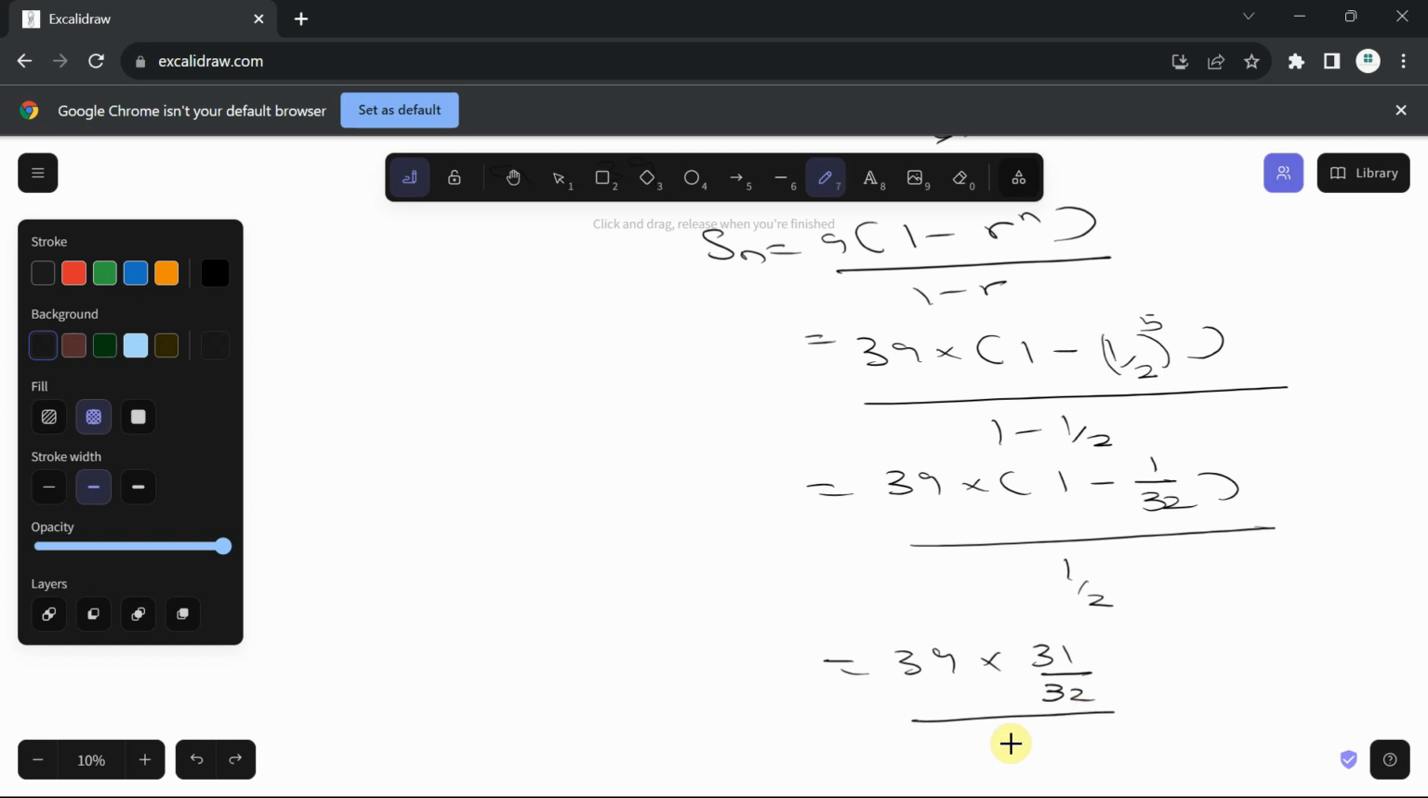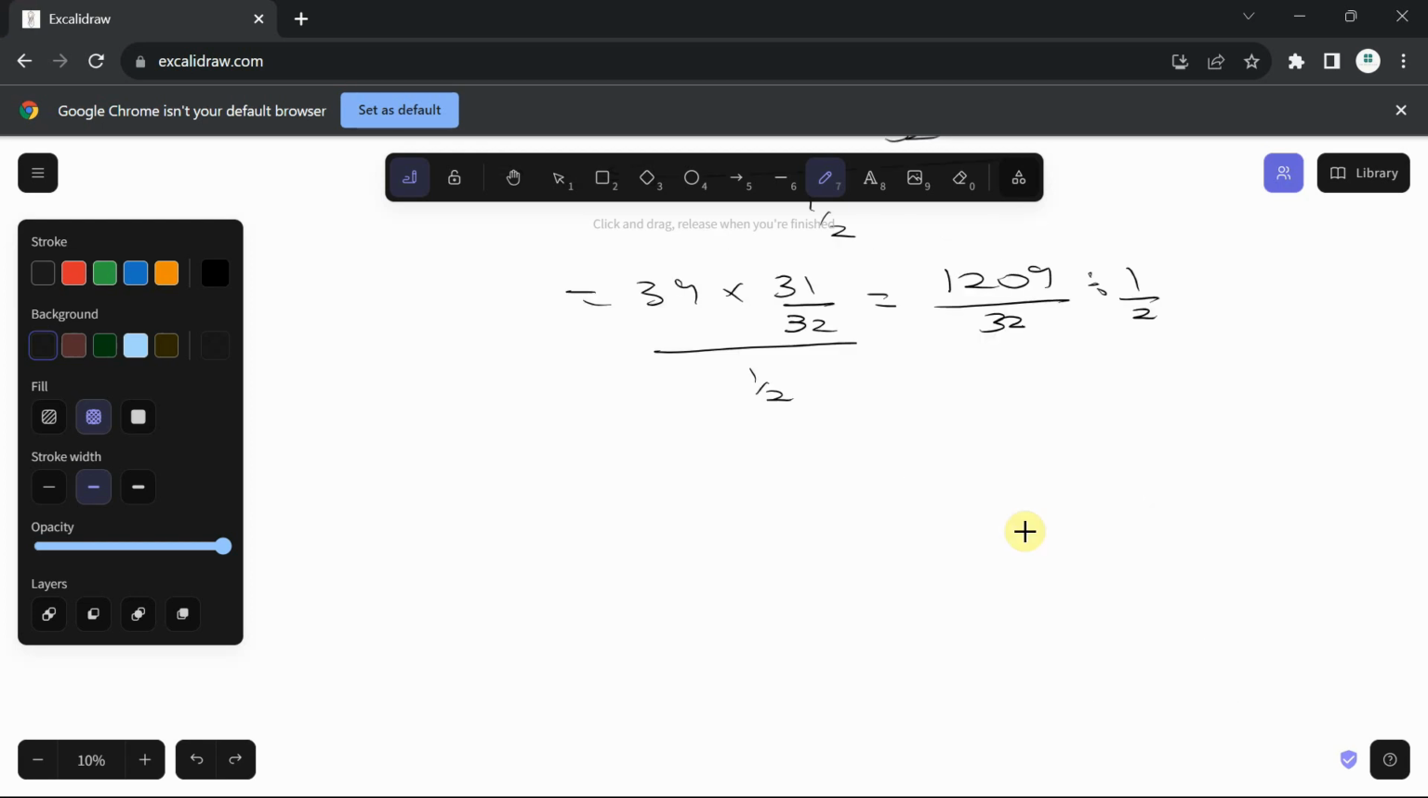So divided by 1 over 2, right? So 39 times 31, if you do that on your calculator, that will give you 1209 divided by 32, divided by 1 over 2. So let's finish this up. This will be 1209 over 32 times 2 over 1. So 2 here 1, 2 here 16. So we have 1209 divided by 16.